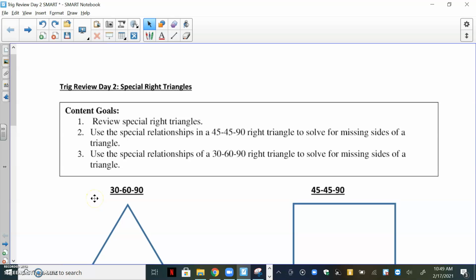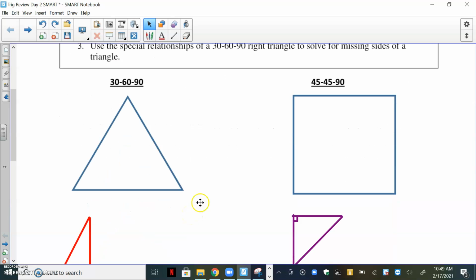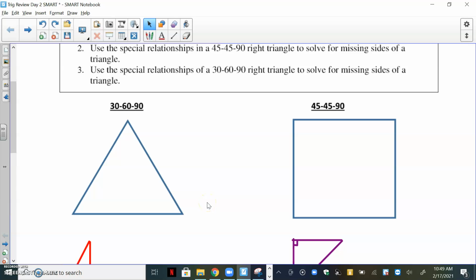This day is to review special right triangles. We talked about this, we learned this back last year in geometry, so hopefully it does kind of ring a bell, but that's going to be the focus for today. So our two special rights are called 30, 60, 90 and 45, 45, 90 triangles. So we're first going to talk about where these two even come from. And then we'll go through some examples that show you how this is useful for us.